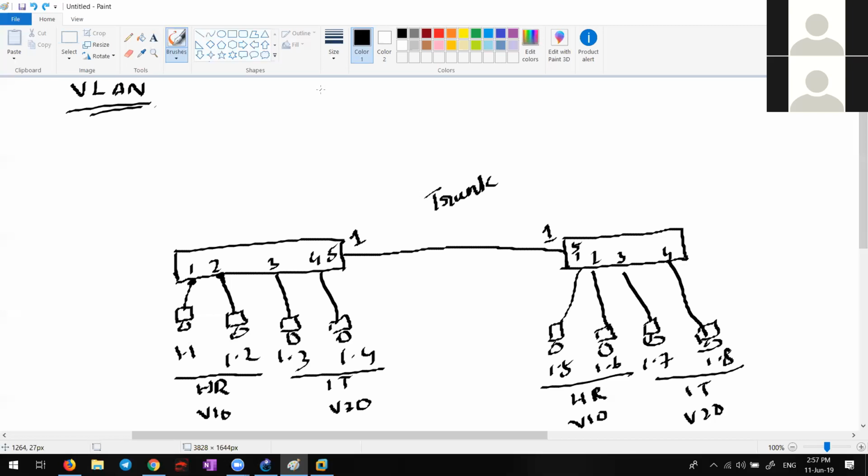Switch to switch, switch to routers, and switch to PC also. Or switch to servers mostly.